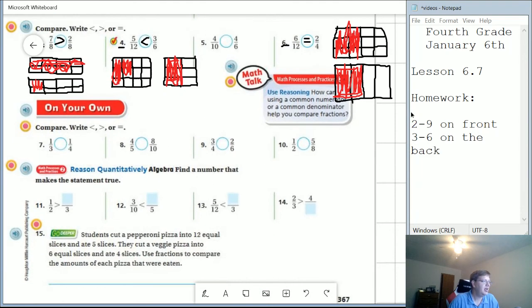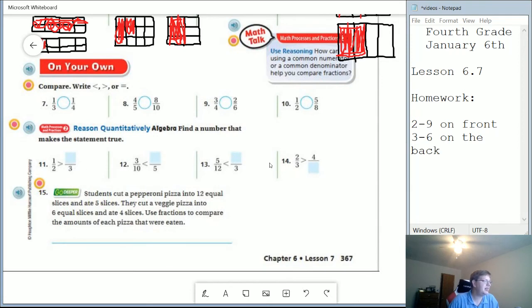All right. Let's skip down to number 11. So I want you to think of a number that we could put up here to make this statement true. So if we are saying that 1/2 is greater than something over 3, what would be a number that we could use for the numerator? So think about that for a moment. Pause the video if you need to. And then once I give you the answer for this, I'm going to have you do the next couple on your own. And then we'll review those as well.